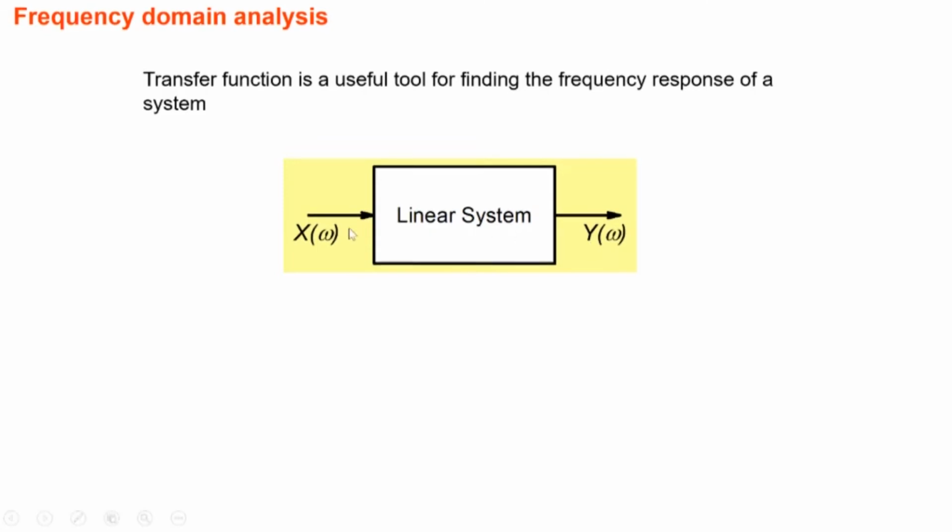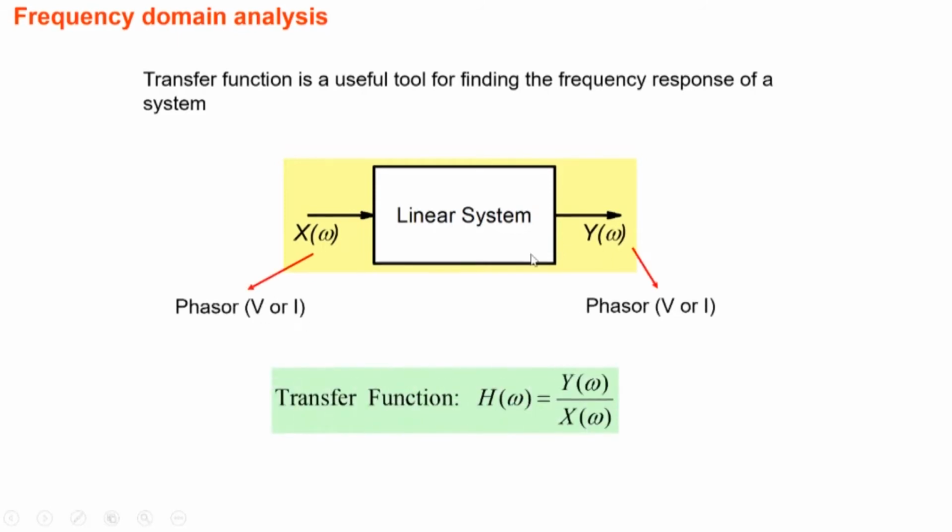But because they are sinusoids, they are phasors here, voltage or current and voltage or current. And because it's a linear system, note that the absolute value of the magnitude of Y is not of interest. It's the ratio of Y(omega) by X(omega) which is of interest. That's what we mean by transfer function. We are applying something at the input, and we're getting something at the output. The ratio of output by input is what we call the transfer function.